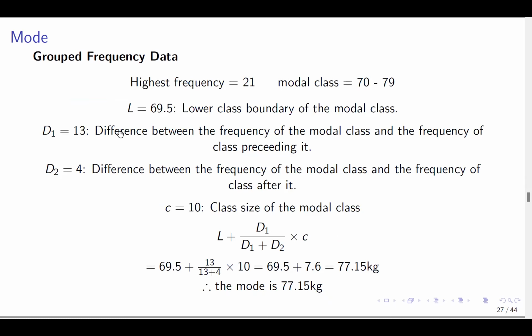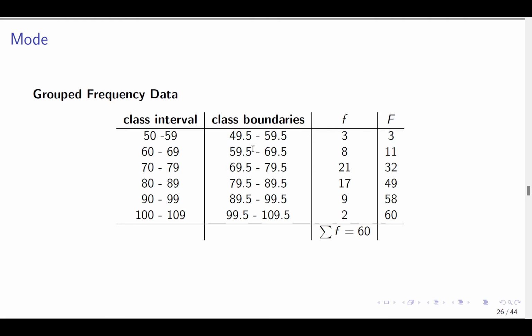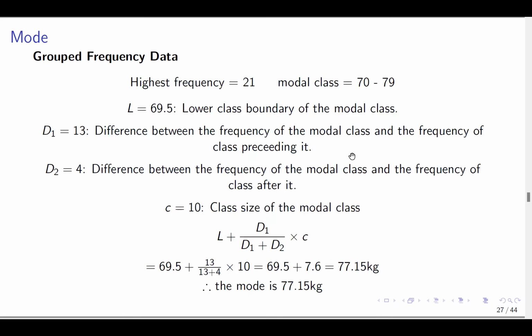Now, D1, the difference between the frequency of the modal class and the frequency of the class preceding it. The frequency of the modal class is 21. The class preceding it, which is 60 to 69, the frequency is 8. So 21 minus 8 gives you 13, all right? So D1 is 13.